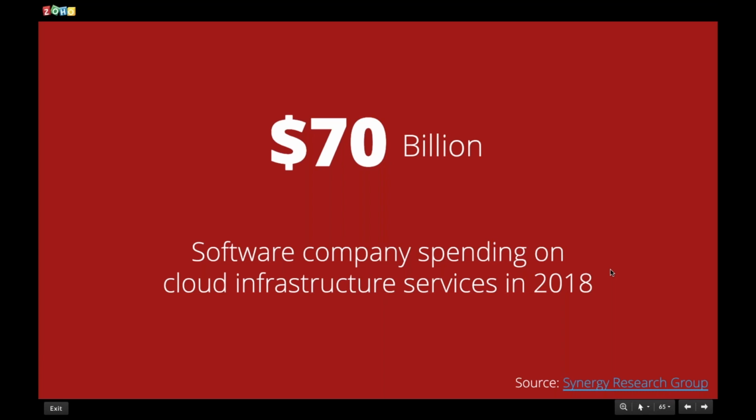So yeah, this kind of goes back to the point that I was talking about a minute ago, which is just how much money companies are spending on cloud infrastructure services. In 2018, the software industry spent $70 billion on things like AWS or other cloud infrastructure services. So a lot of money basically gets spent by your software vendors just on running their hardware, which they don't really have to be spending if they could run things themselves.